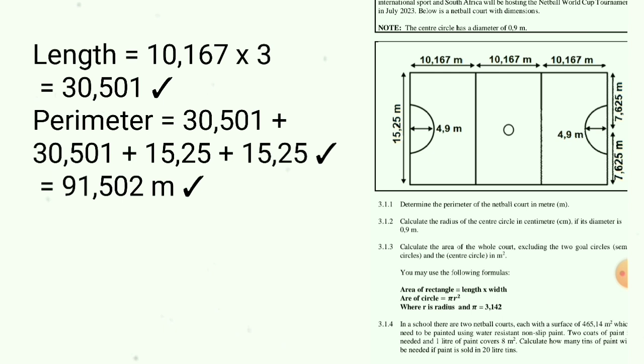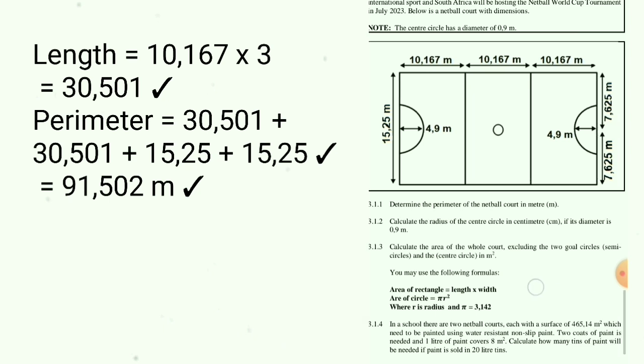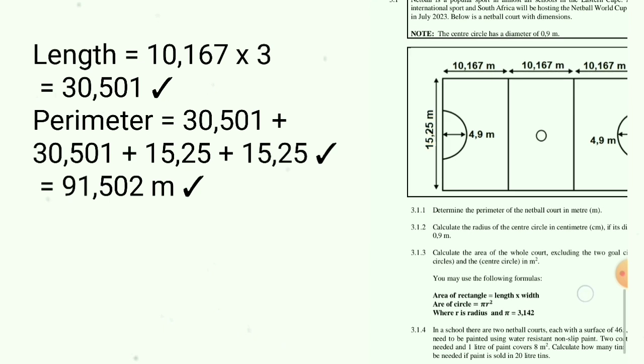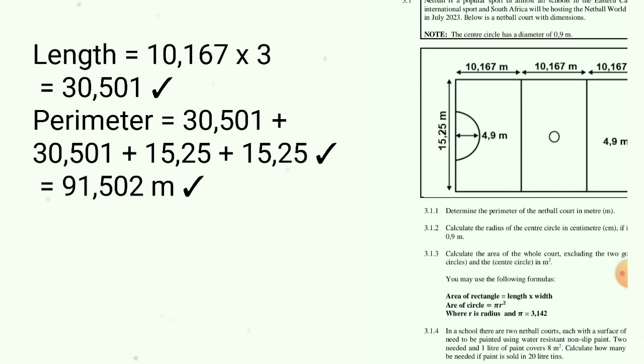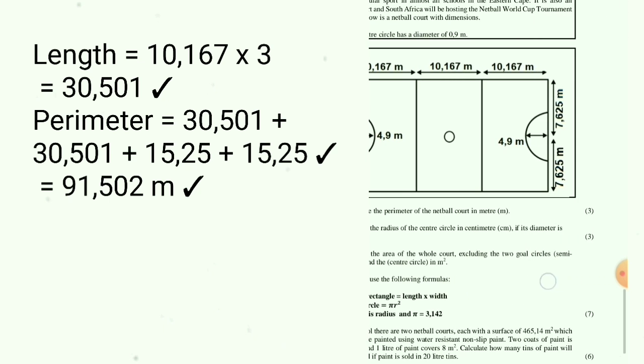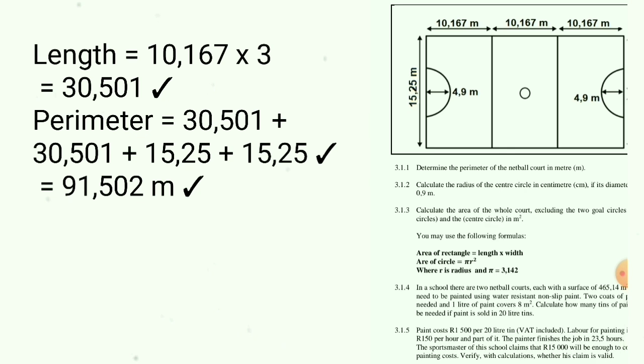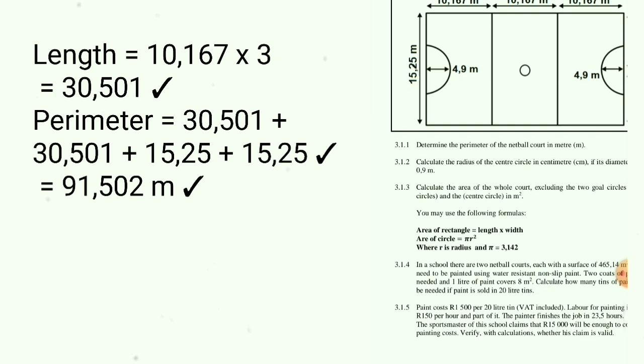And then plus 15,25, which is the side, and plus 15,25. Remember, guys, there are also 2 sides. There's 15,25, the other side, which is the left side, and then the right side, there's 15,25. When you combine these numbers, the answer is 91,502.